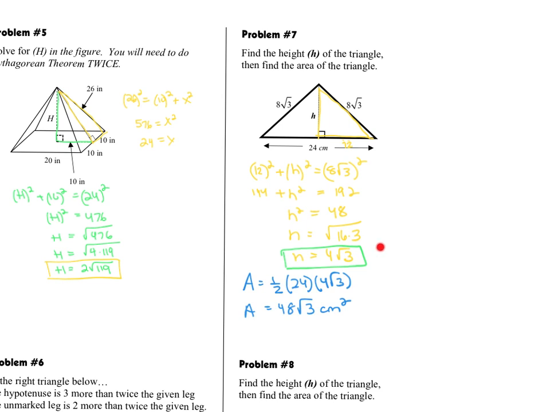root of 3. And knowing that that is 4 times the square root of 3, I'm now going to be able to take 1/2 the base, which was 24, times the height, which was 4 times the square root of 3, which will give me the area of the triangle, which is 48 times the square root of 3.